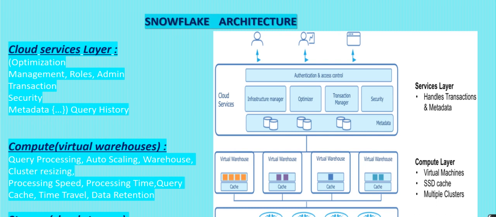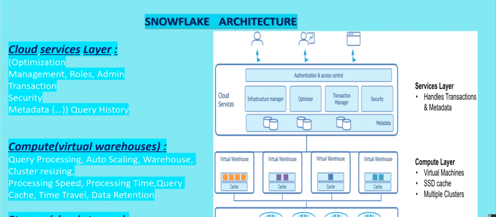And you can scale from minimum to maximum cluster sizes for your warehouses as per the nature and the demand of your workloads. Then we have a facility for SSD cache, a cluster resizing option, processing speed, processing time, query cache, time travel, and data retention. So all this is handled by the second layer, which is called the virtual warehouse layer.